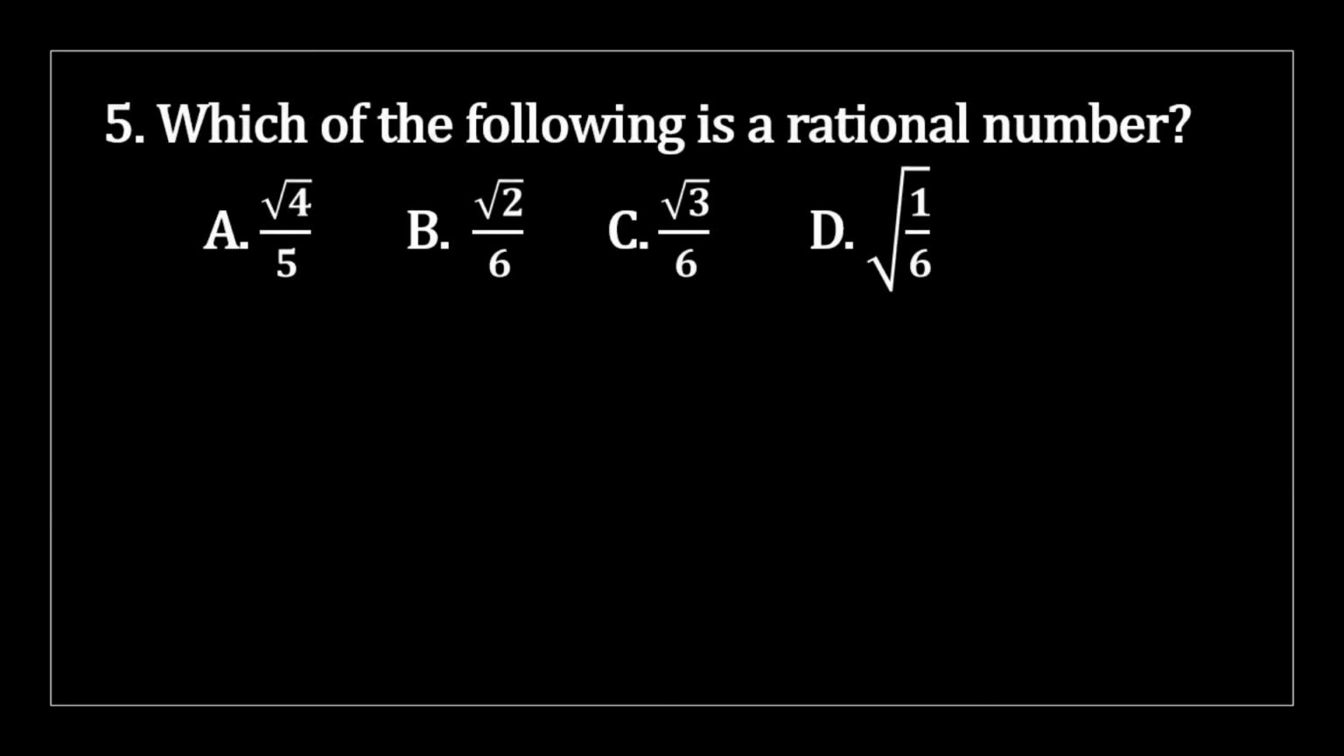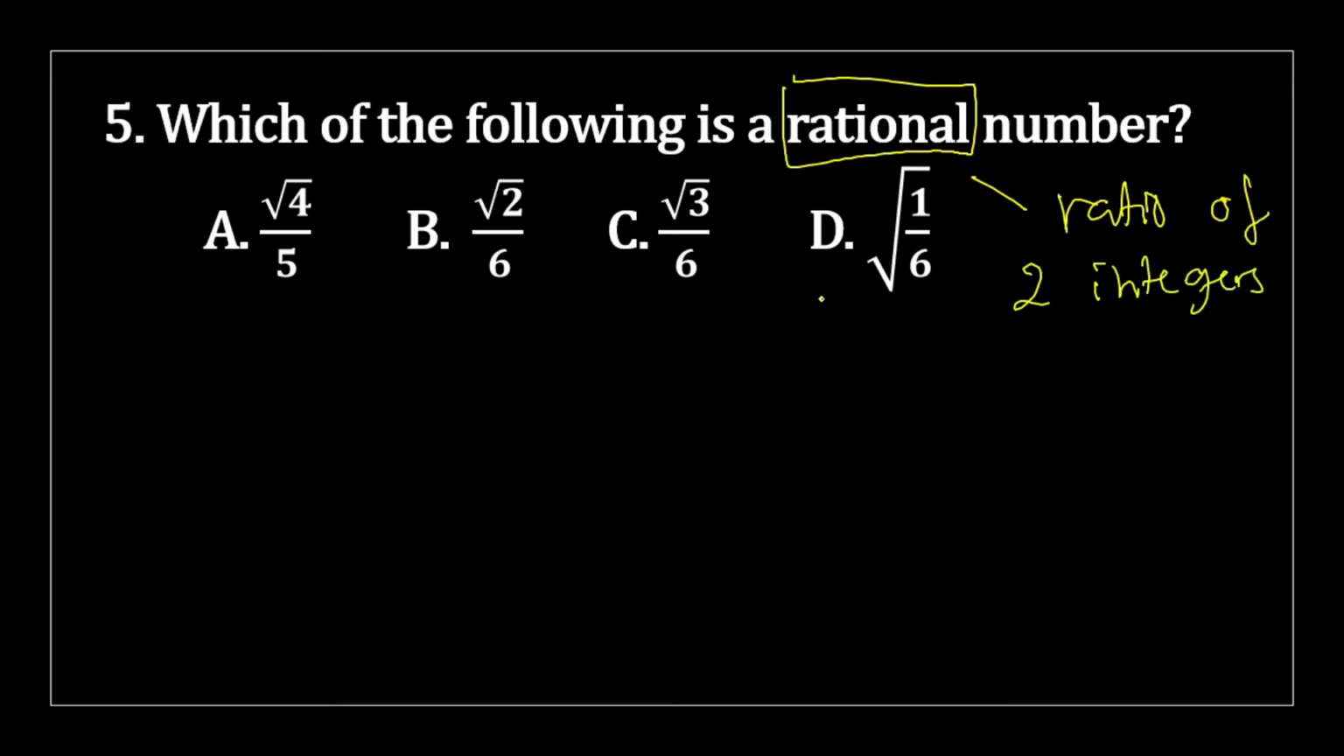Number 5. Which of the following is a rational number? Now, when you say rational number, on a number system, rational numbers are numbers that can be expressed as a ratio of two integers.